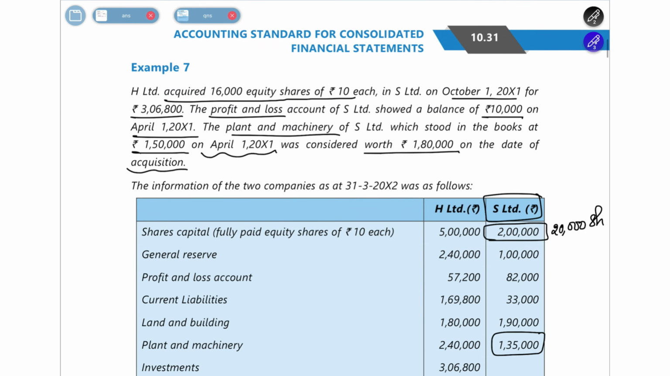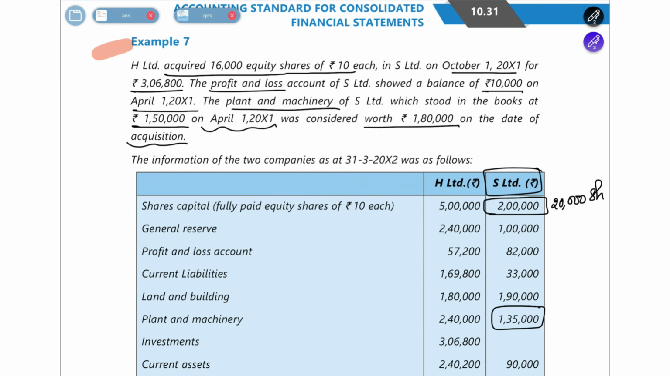Okay. Now let's move on to example number 7. In example number 7, they are telling that H Limited has acquired 16,000 equity shares of 10 each in S Limited. So 16,000 equity shares were acquired on 1st October 2001. On 1st October, they have done the acquisition, so this is the date of acquisition. And they have acquired it for 3,06,800. Okay, the holding interest percentage we are going to find out shortly, and they have paid 3,06,800, which means this is your PC.